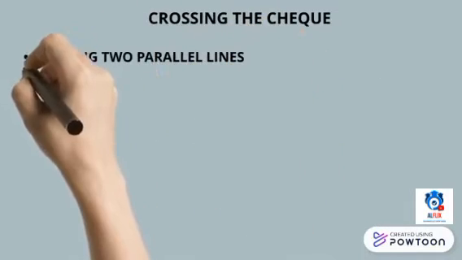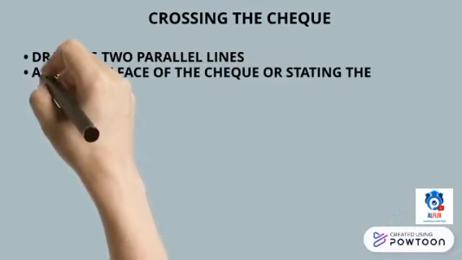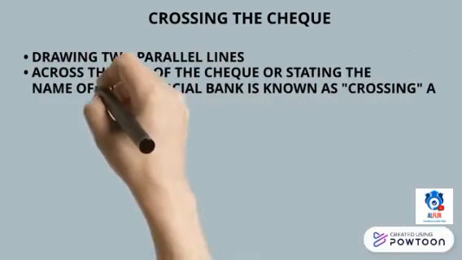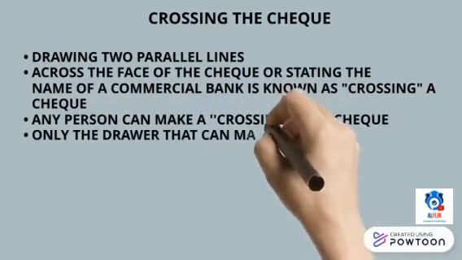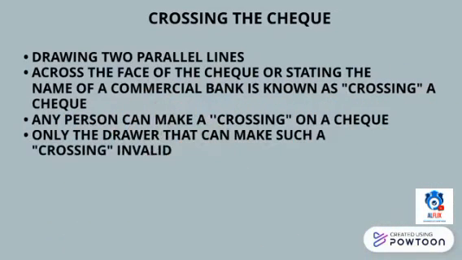Crossing the check. Drawing two parallel lines across the face of the check or stating the name of the commercial bank is known as crossing a check. While any person can make a crossing on a check, it is only the drawer that can make such a crossing invalid.